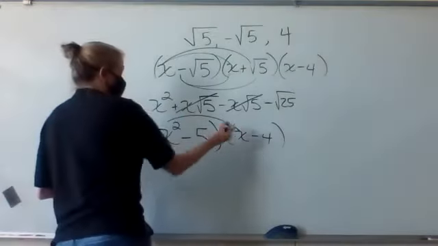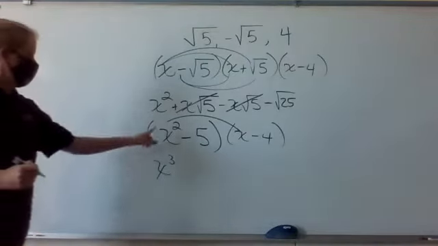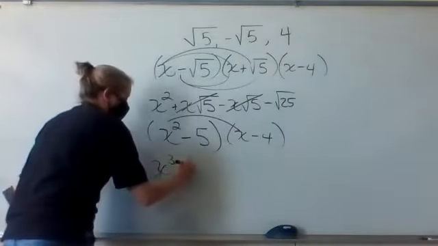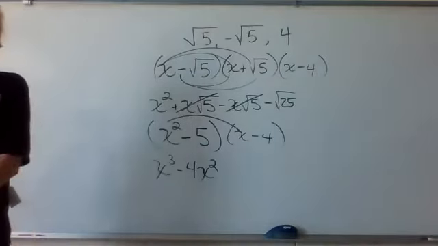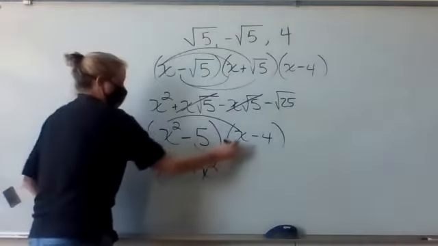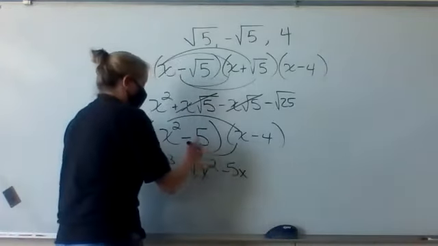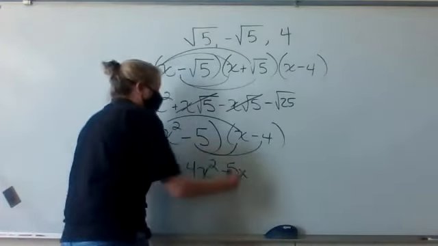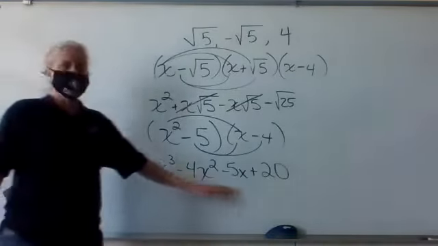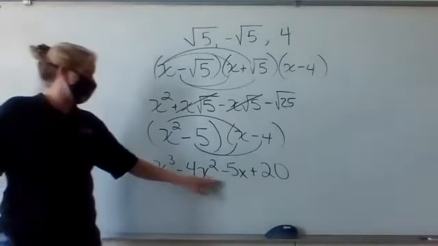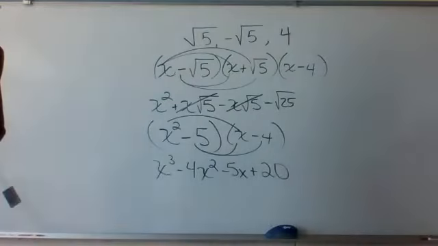So let's see, x squared times x gives me x to the third. X squared times negative 4 is negative 4x squared. Inner is negative 5x. And last, negative 4 times negative 5 gives me positive 20. And then none of that combines, and it's already in the right order, right? Your exponents go down in the right order.